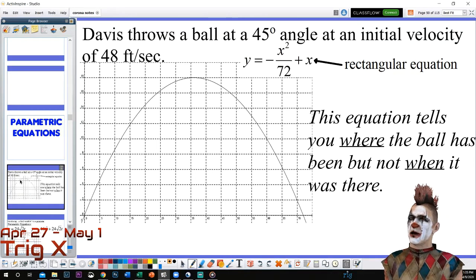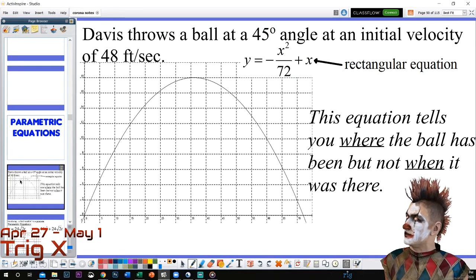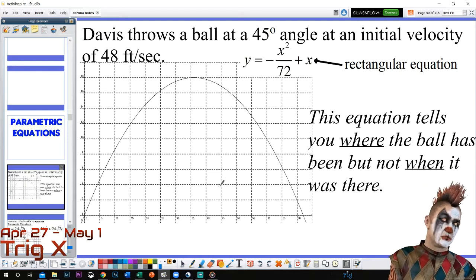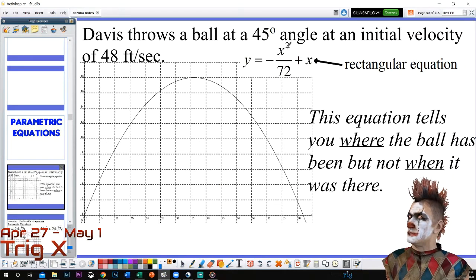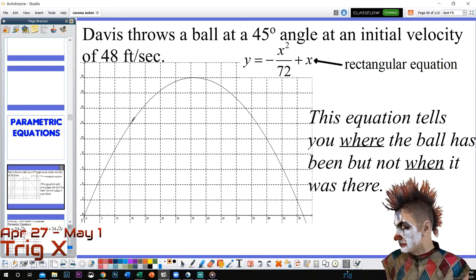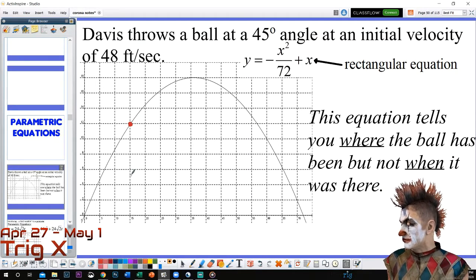First, we're going to pretend that Davis is throwing the ball at a 45-degree angle at an initial velocity of 48 feet per second. So if you were doing this equation in your normal mode, your equation might look something like this, and your graph would look something like this. Now this equation tells you where the ball has been, however it does not tell you when it was at each position. So you might know, for example, that the ball was here, 15 feet across and 12 feet in the air, but you don't know when it got there.